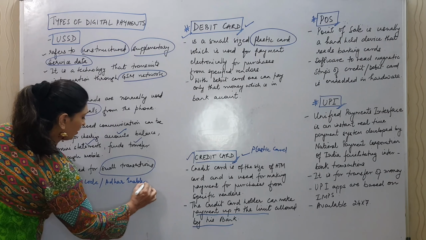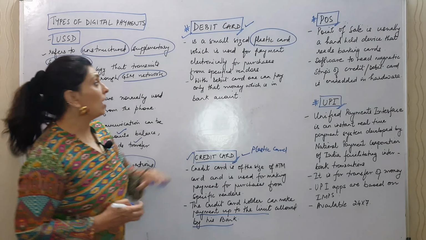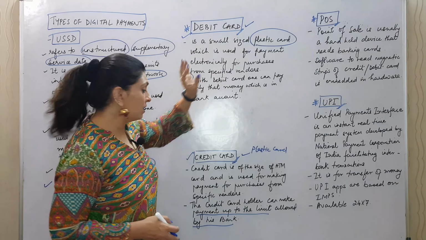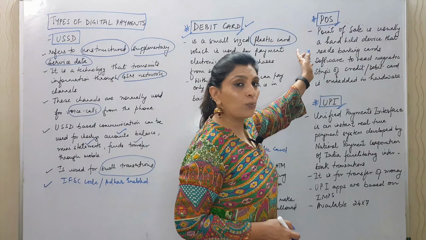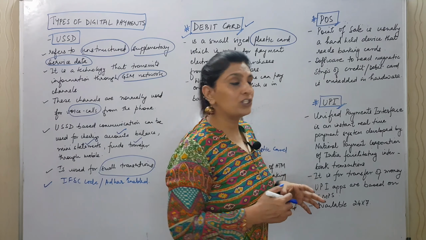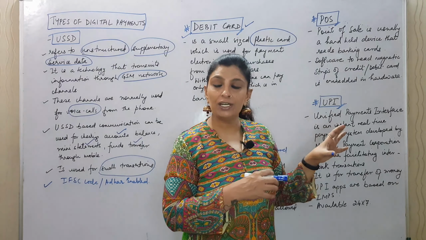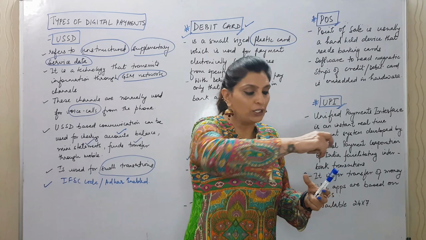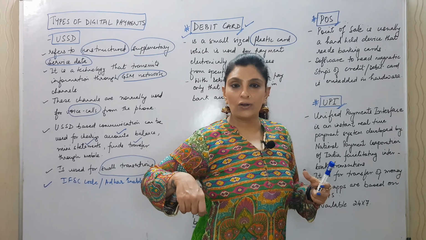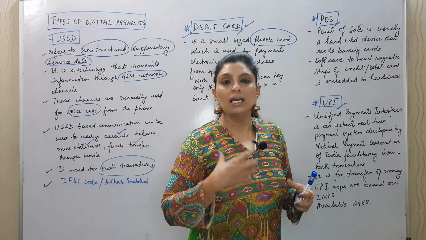Okay, right. Next, we come to debit card. We've already done this. Credit card, we've already done this. We're going to point of sale. Now, what is point of sale? It's a terminal, which is a kind of handheld machine. When you go for shopping, sometimes people come out with that handheld machine and you swipe your credit card or debit card. That is point of sale terminal.